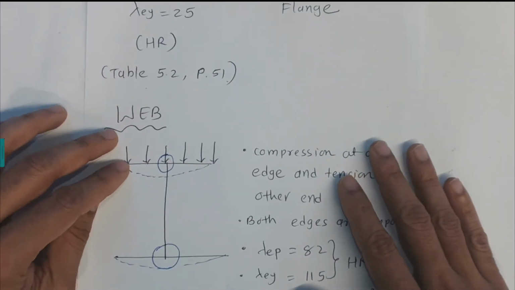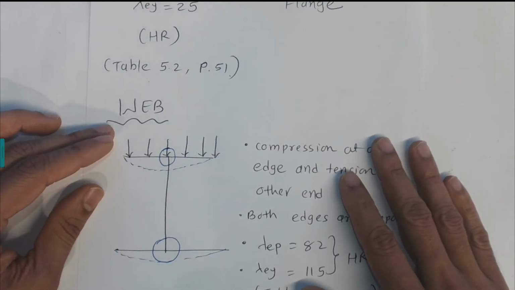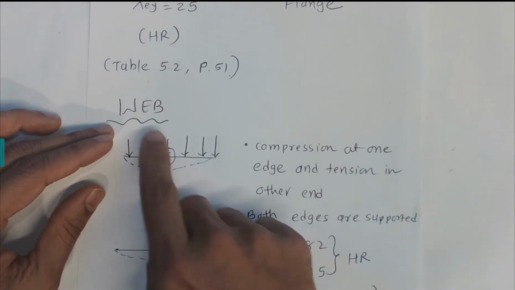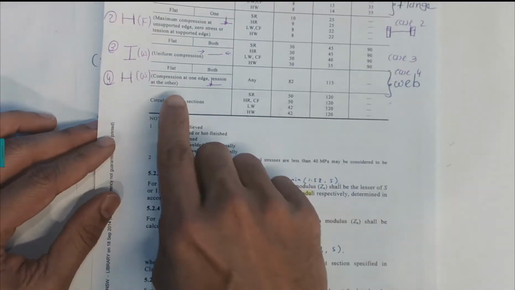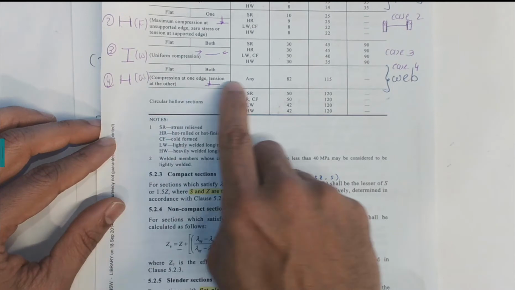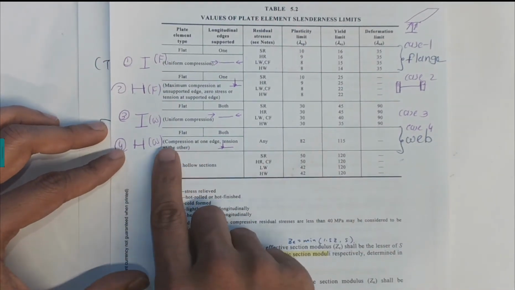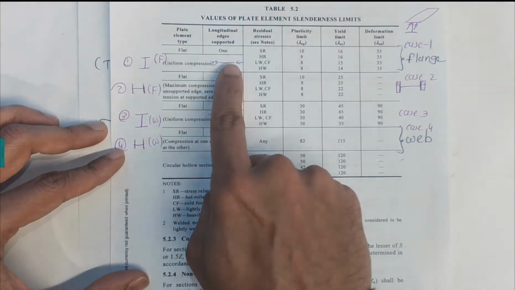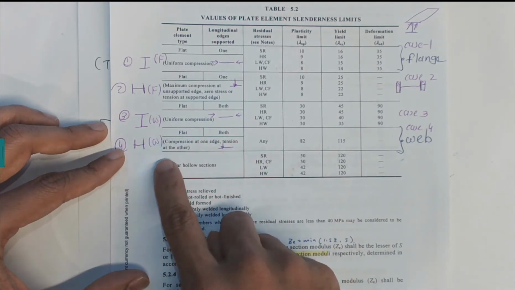Now next one, we are using the third row, that we have this web where we would like to use it. Now in the case of the web, we are using this fourth row. As you can see in here, we are going to use this fourth row now. In the fourth row, we have a longitudinal edge supported, both edges supported and flat, with compression at one edge and tension at another edge.